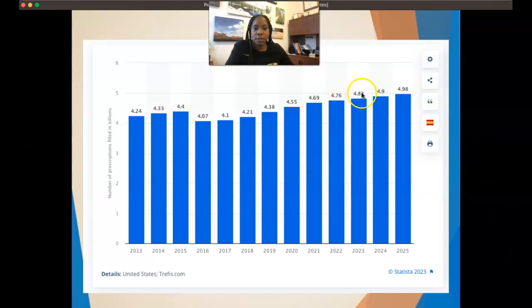What we can see here is that currently, to date in 2023, 4.83 billion prescriptions have been filled by patients. I don't know if that scares you or not. Let me say it again: 4.83 billion prescriptions have been filled. And that number is hypothesized to continue to rise over the next 2 years.